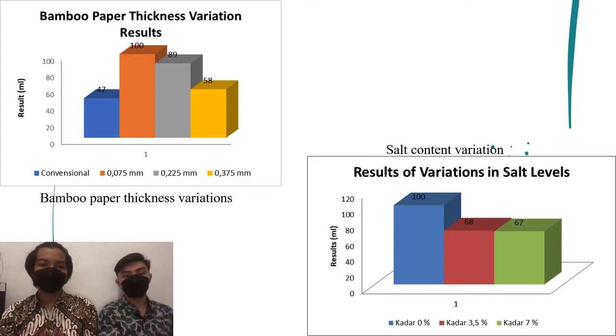While the larger water yield in the variation of the influence of salt content is obtained at 0%, or without salt content, that is 100 milliliters. The addition of 3.5% salt content results in a decrease in the water obtained to 68 milliliters for 2 hours. So it can be concluded that the addition of salt content affects the decrease in the yield of the distilled water.